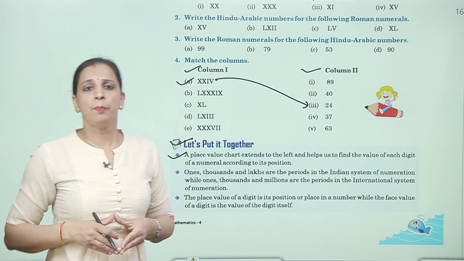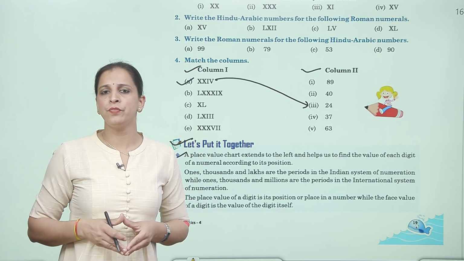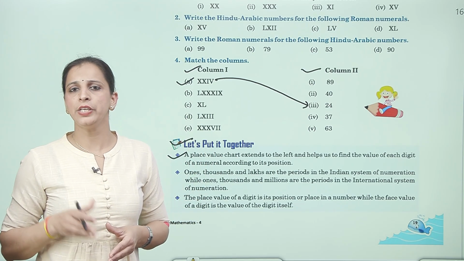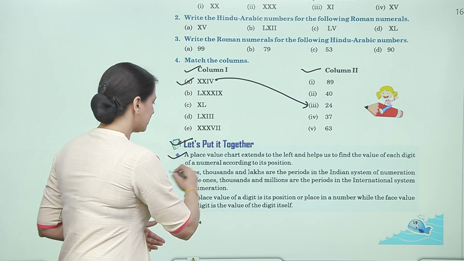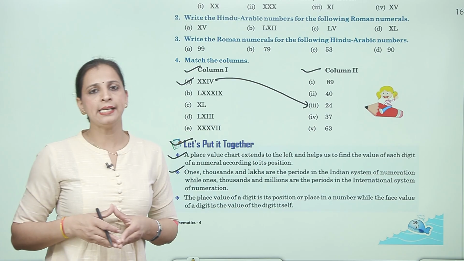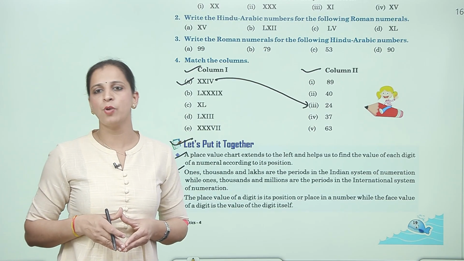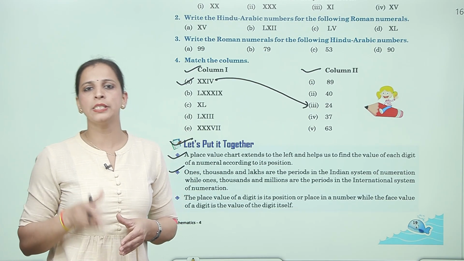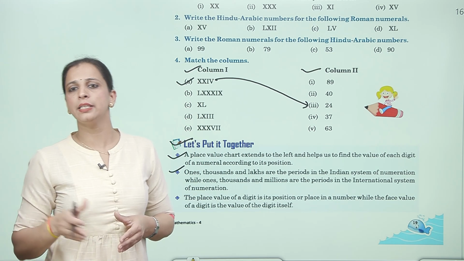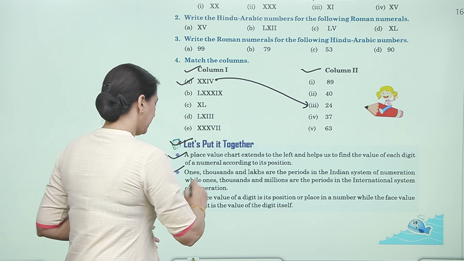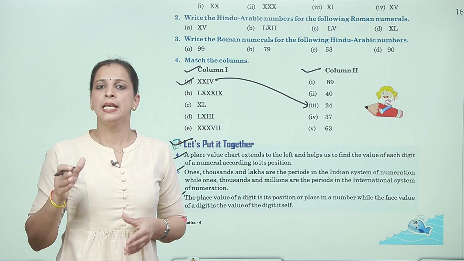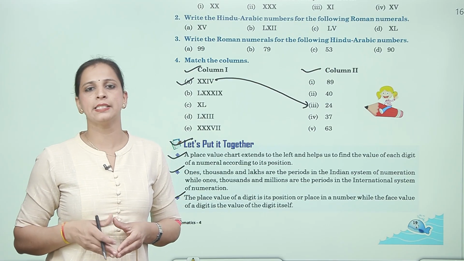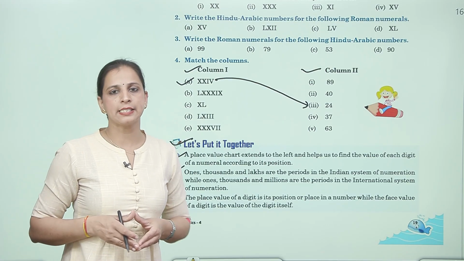First, a place value chart extends to the left and helps us to find the value of each digit of a numeral according to its position. Next, ones, thousands and lakhs are the periods in the Indian system of numeration, while ones, thousands and millions are the periods in the international system of numeration. Next, the place value of a digit is its position or place in a number, while the face value of a digit is the value of the digit itself.